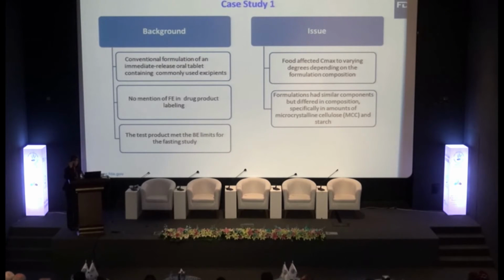So we have multiple generic forms we submitted for this drug product. So since the components are mentioned, all the different generic applicants use the same components. The difference was that the amount of those components was different. Okay? And so here, the formulations had similar components, but they differed in the composition, specifically in the amount of MCC and starch.